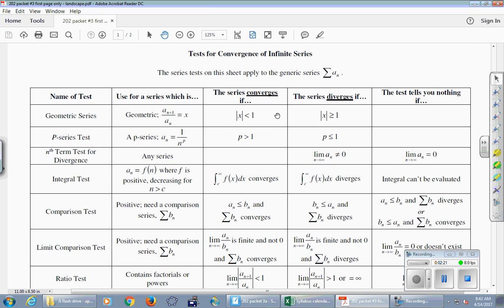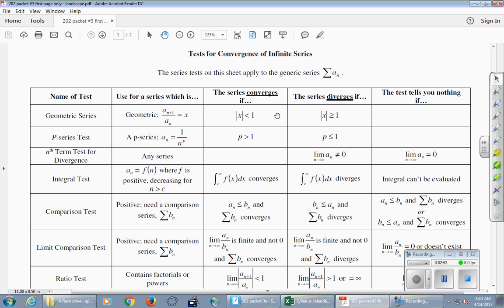So let's, for example, take a look at the integral test, just so that we have a sense of how to read this complicated looking sheet. The integral test says you use it for a series which is a sub n equals f of n, where f is positive and decreasing from some point onwards. So remember, for the integral test, the first thing we did was change the terms in the series to just a function. Oftentimes we just say f of x. And you needed that function to be positive and decreasing.